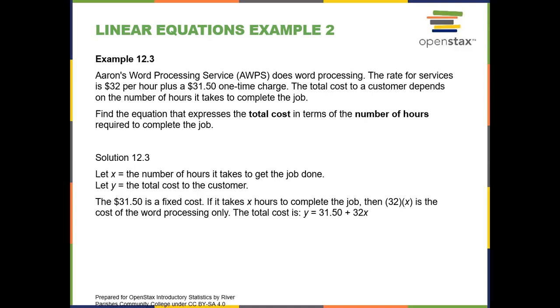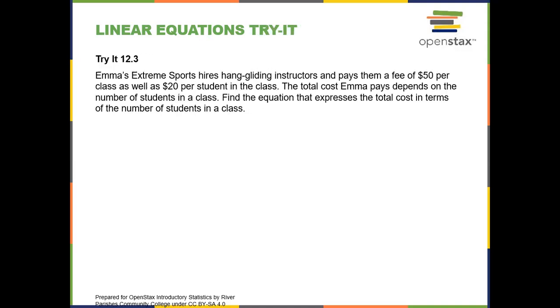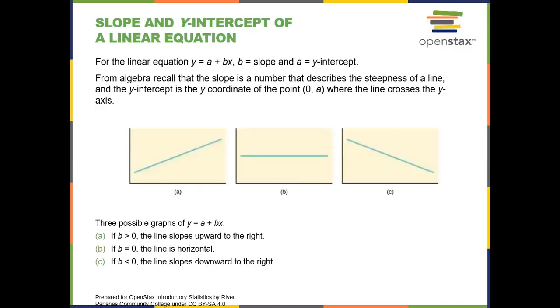How much does y change for 1 unit increase in x? Remember here, x is the number of word processing hours. So if x, the word processing hours, increases by 1 hour, they're going to charge you $32. That is the slope.